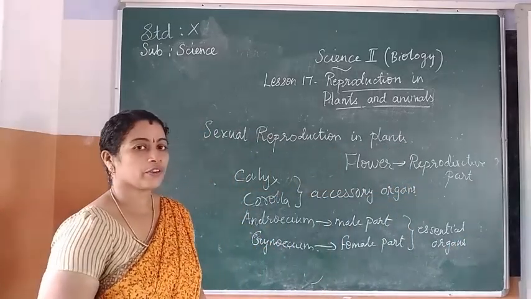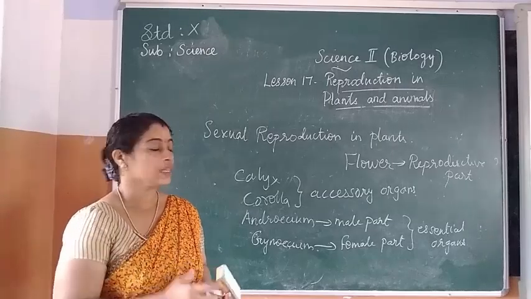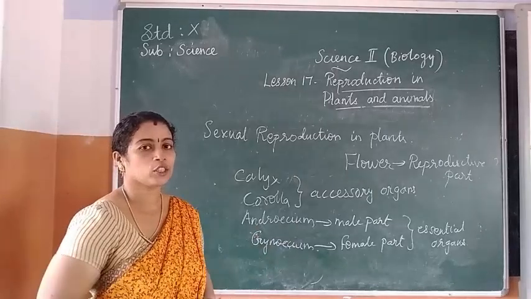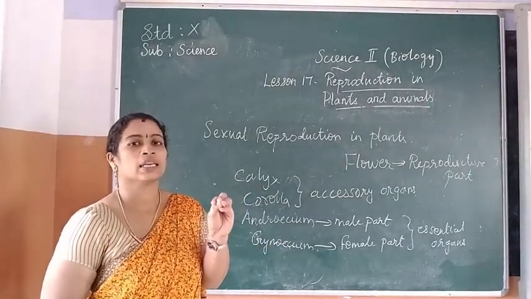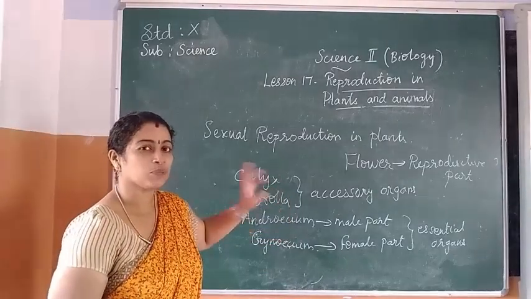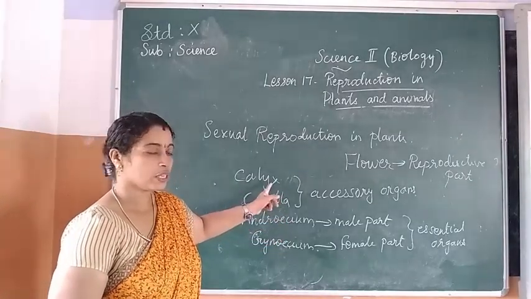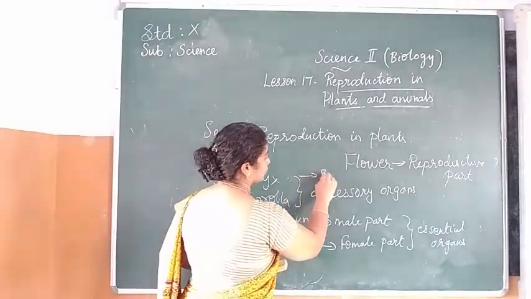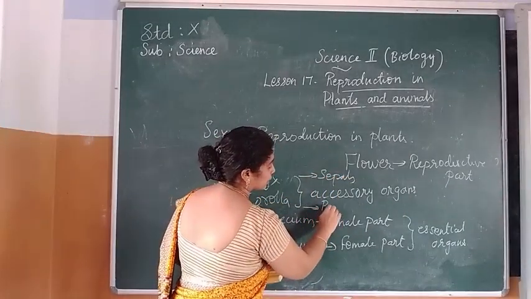When you are coming to the structure of a flower, externally, the outer part is known as the calyx. It is the green color part of the flower that covers the flower during the bud stage. The corolla is the most attractive part of the plant. We used to say it as petals. The calyx is individually known as sepals, and the corolla is known as petals.